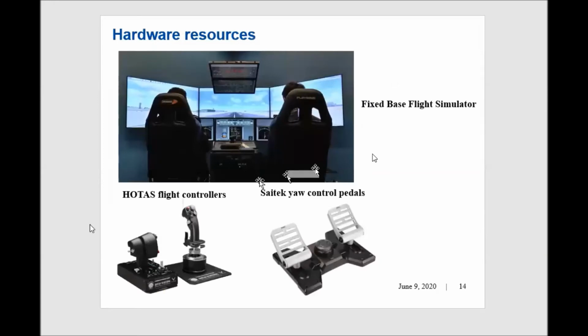And as discussed earlier, a fixed base flight simulator was used as a testing medium for all the flight tests. And as discussed in the previous slide, two computers would be used at the same time, where one computer would be used to display the out of the window view, and the second computer would be used to display the primary flight display symbology. And in order to simulate actual flight conditions, high fidelity flight controllers were used in order to control the aircraft for pitch, roll, and yaw conditions.